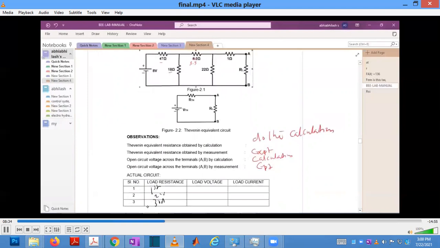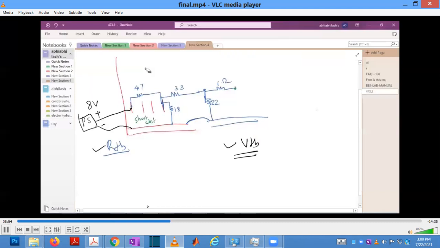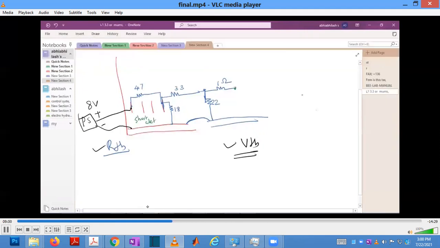For current measurement, you have to connect the multimeter in series. For voltage measurement, the multimeter goes in parallel. So you remove these connections: ammeter in series and voltmeter in parallel. Ammeter in series means you connect a load resistance, then connect the multimeter in ammeter mode, ampere mode, in series.